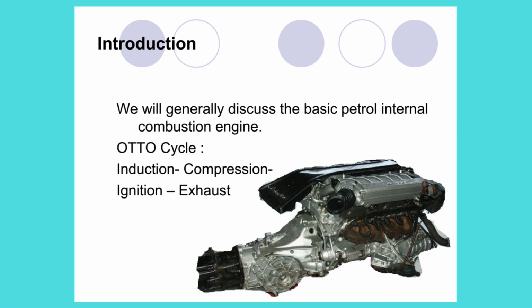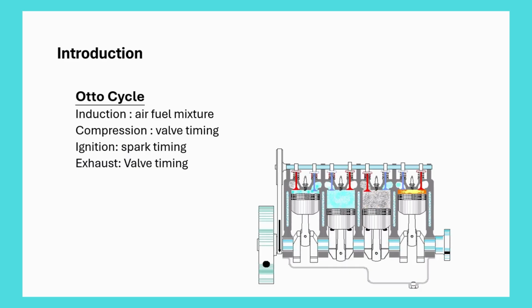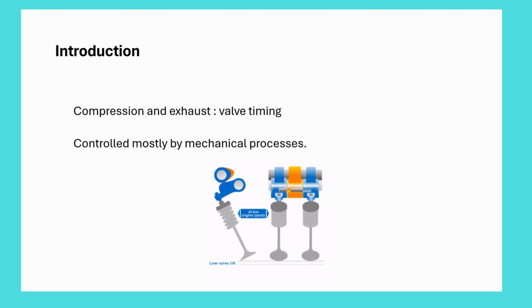We will generally discuss the basic petrol internal combustion engine. The petrol engine operation is based on the Otto cycle: induction, compression, ignition, exhaust. Induction is dependent on the air-fuel mixture, compression mainly on valve timing, ignition on spark timing, and exhaust once again on valve timing. Valve timing is controlled mostly by mechanical processes.